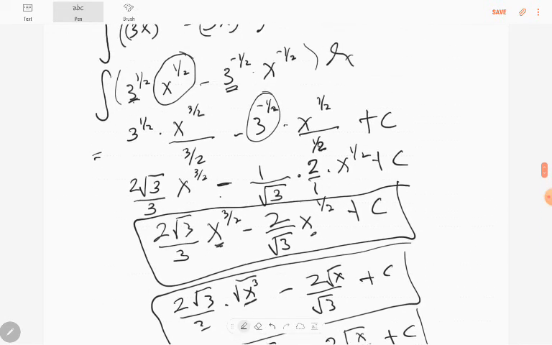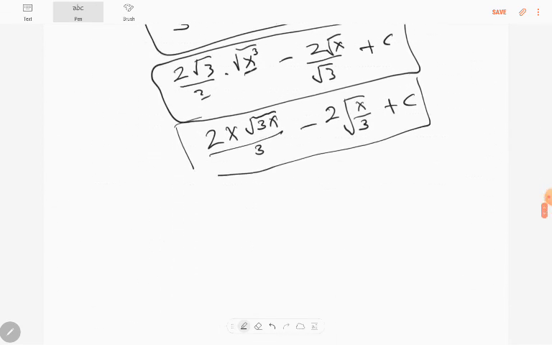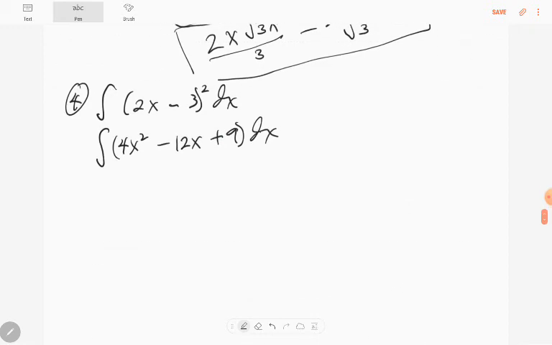Okay, question for number 3 item. Then let's proceed to number 4 item. Okay, square root of 2x minus 3 squared dx. So this is a square of a binomial, so you just have to expand and then get the integral, right? This is 4x squared minus 6 times 2 is 12x plus 9 dx, and you're ready for the integral.